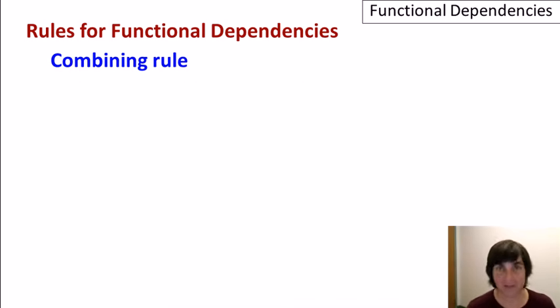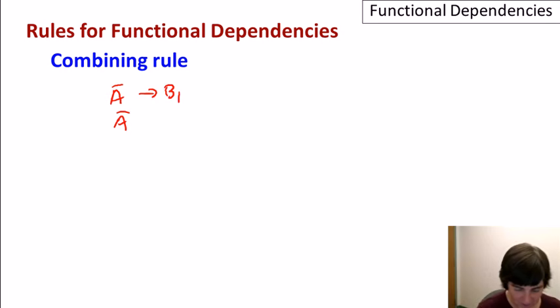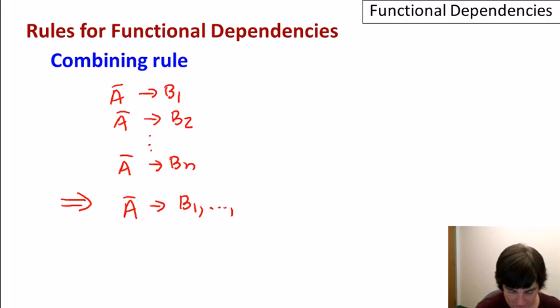The combining rule is the inverse of the splitting rule. It says if we have A determines B1 and A determines B2 and so on up to A determines Bn, then we also have A determines B1 through Bn together.